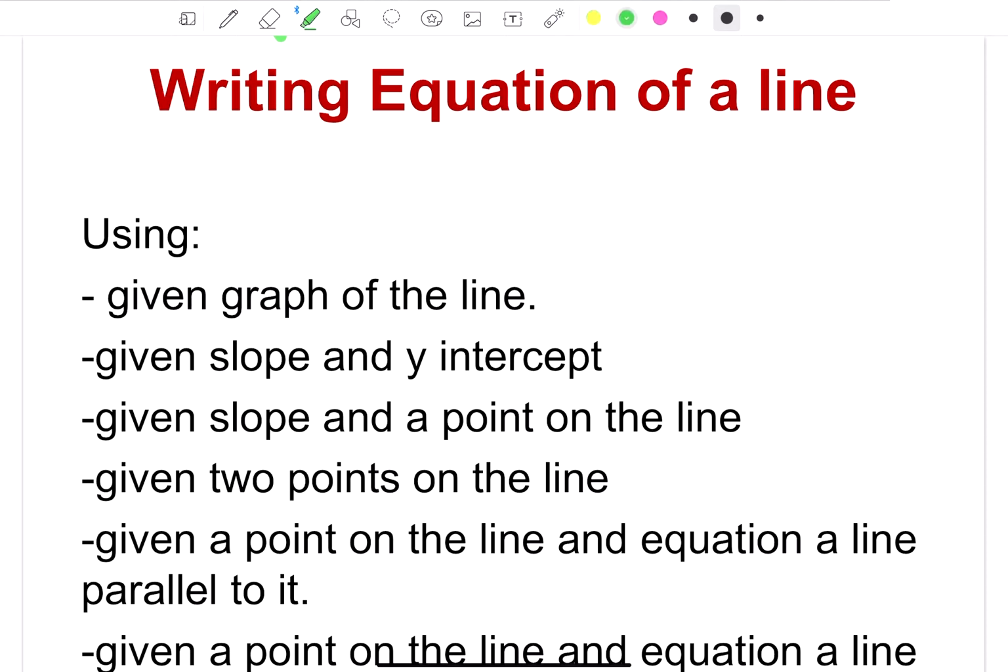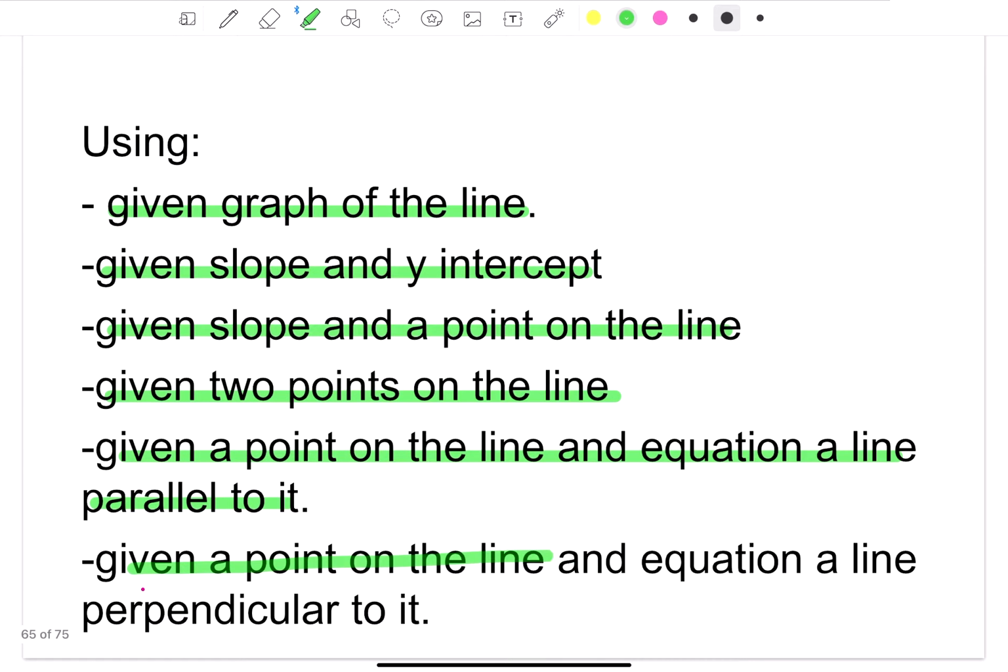In this video, we are going to be writing the equation of a line. We'll do it when we're given the graph of a line, when we're given the slope and y-intercept, when we're given the slope and a point on the line, and when we're given 2 points on the line. We'll also do it given a point on the line and an equation of a line parallel to it, and given a point on the line and an equation of a line perpendicular to it. So we're going to see one example of each kind.